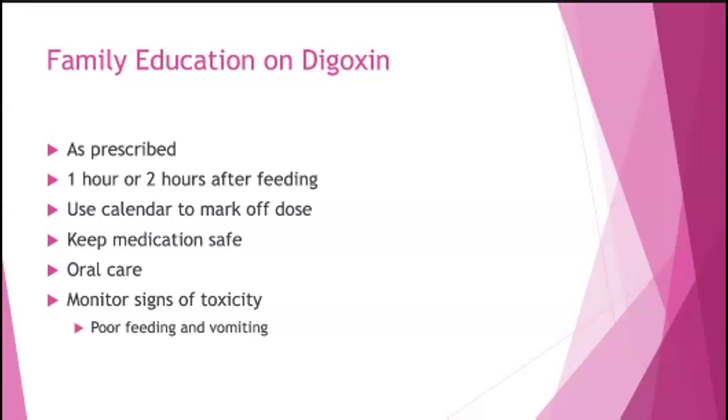They have to keep the digoxin locked and out of reach. If we have an accidental overdose that's suspected, they need to call poison control. Teaching point, narrow therapeutic range, accurate measurements, correct timing, and strict adherence is all important.